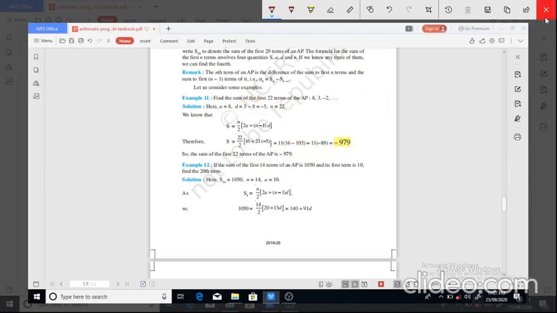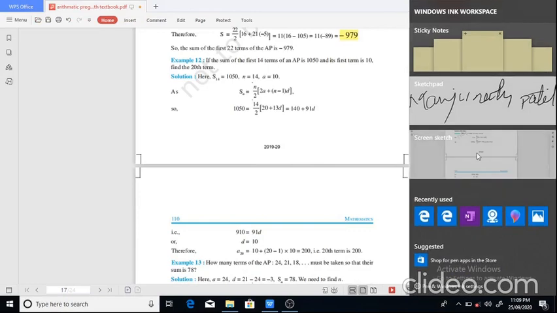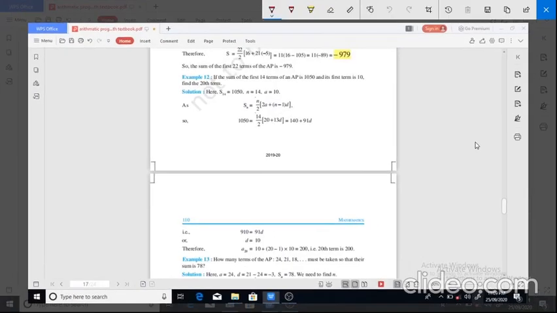12th question. In the 12th question, the sum of 14 terms, it means S14, equals 1050. The first term is 10. We have to find the 20th term, it means we have to find A20.